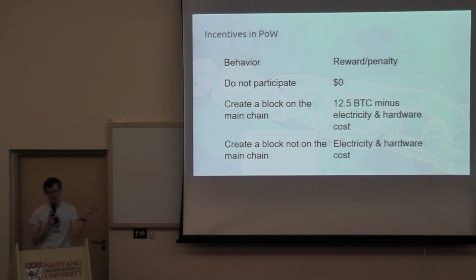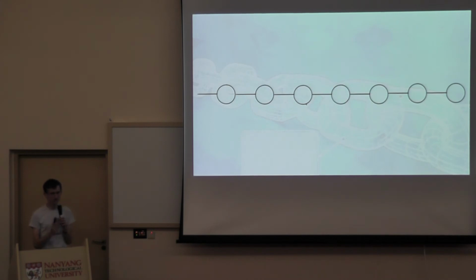The second thing that you can do is create a block on the main chain. So you have the main chain over here, and you just create a block on top of the chain. You would create another block over here, and your block would become part of the main chain.